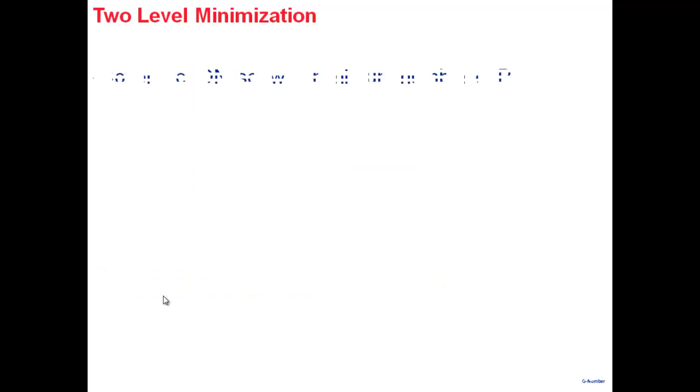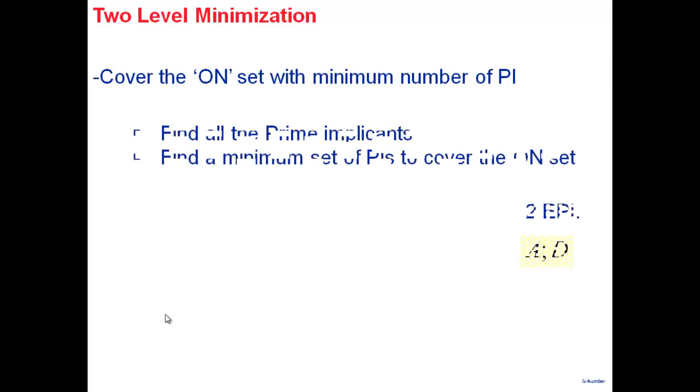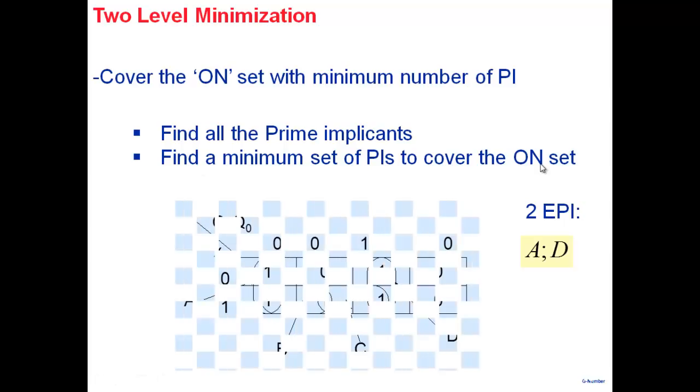And of course, what is two-level minimization? Two-level minimization is to cover the set of those ones that were there with as few PIs as possible. Because each PI, remember, prime implicant, represents a product term. So you would like to cover it with as few PIs as possible. So our same K-map method can be rephrased as: find all the prime implicants and find a minimum set of PIs that cover the onset.